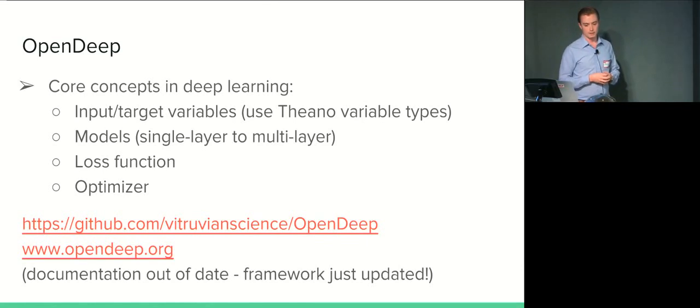So for any core concept in deep learning, you have your input or target variables. In this case, you're going to have to use your Theano tensor types. You have your models, which could be single layer, multi-layers, or links between them. You have your loss function, which is some cost of how your model performed versus what the actual value is. And then you have your optimizer function, which takes your model and your loss, can use the gradients, and does gradient descent. And you can look at OpenDeep. The docs are just out of date because it was refactored as of last Wednesday.